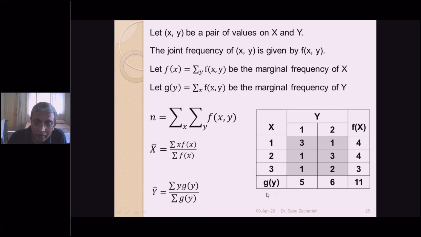Similarly, I can write another row here: y into g of y. Here I can write 2 into 6. And get the total here. That total divided by 11 will be y bar. So I can get x bar and y bar. Now what remains is I have to get sigma x, sigma y, and covariance between x and y. For that we proceed further here.